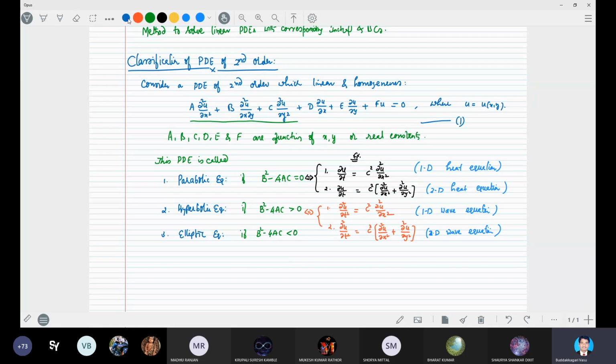And for the elliptic equation, the example is given by only one, that we have dou square u by dou x square plus dou square u by dou y square is equal to 0. Can anybody say what this is? This is the two-dimensional Laplace equation. Right?